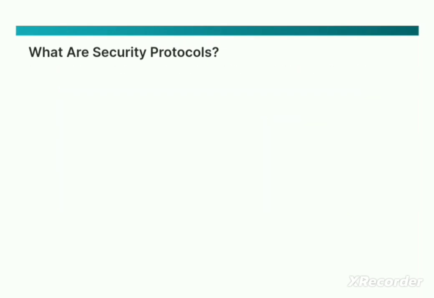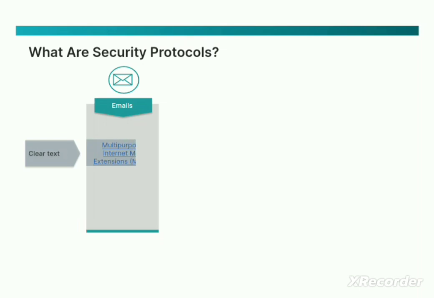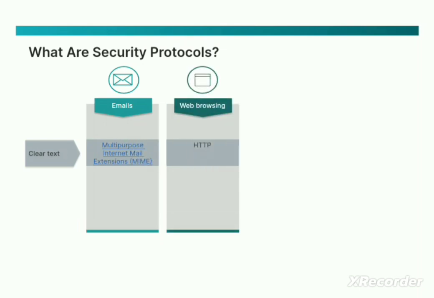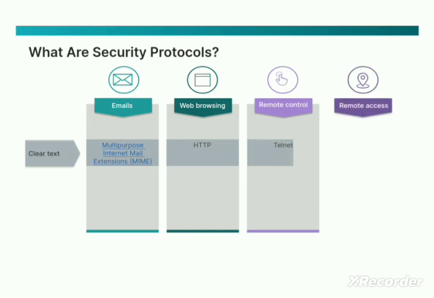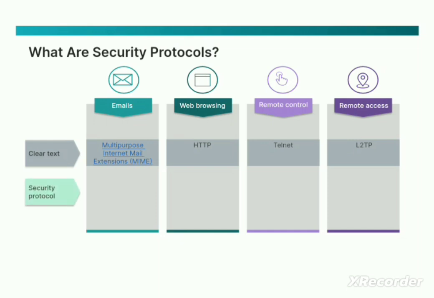Previously, in a network environment, protocols were initially defined in clear text. For example, emails used multipurpose internet mail extensions, MIME. Web browsing used HTTP, remote control used Telnet, and finally, remote access used L2TP. However, as security became a mandatory requirement, former protocols evolved.